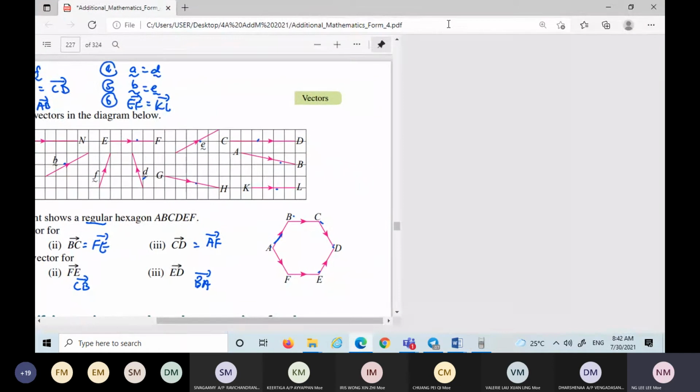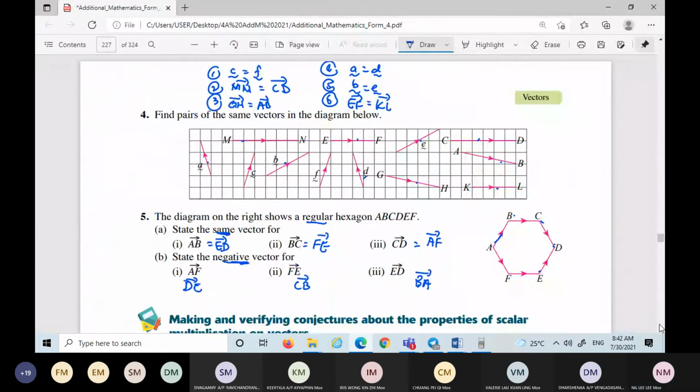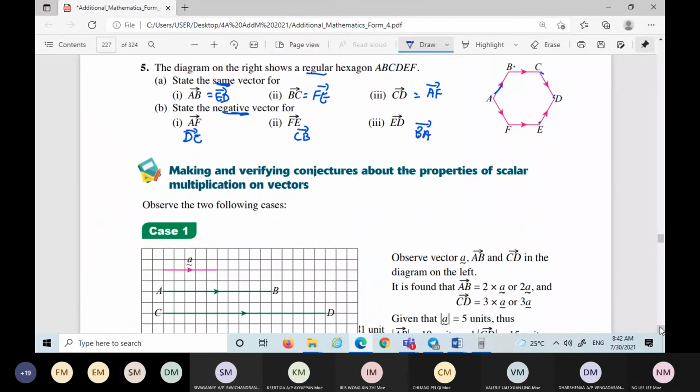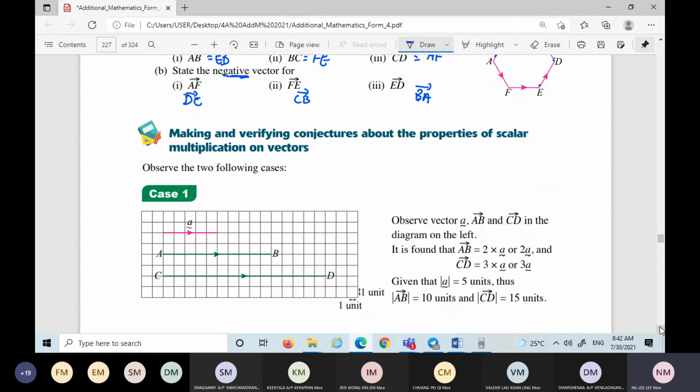Okay, we come back to this. We continue a little bit. Now it's 8:42. Making and verifying a conjecture about the properties of scalar multiplication of vectors.